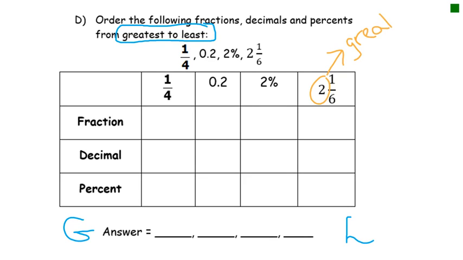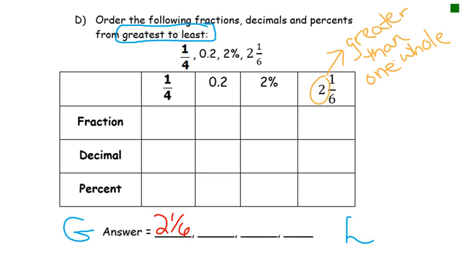Now, if I had multiple values that were greater than 1 whole, it might not jump out at me as much because it wouldn't be the only one of its kind. But in this case, it is. So it's greater than 1 whole. So that means I will be listing this one first because it's definitely the greatest value. So I'm going to go ahead and put that down below with my answer.